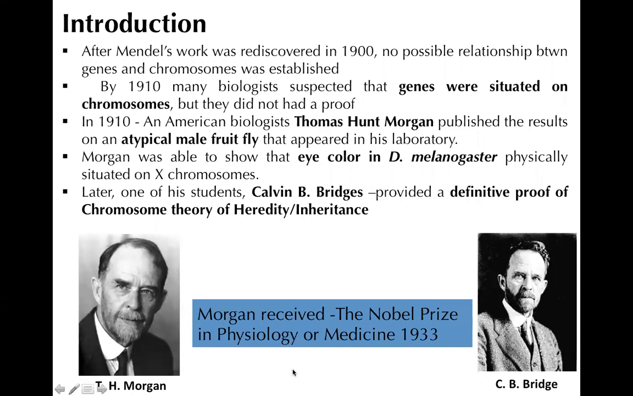Thomas Morgan received a Nobel Prize in 1933 in the physiology or medicine category. But unfortunately, he did not share his Nobel Prize with his Ph.D. student, C.B. Bridges, who gave the actual proof of the chromosomal theory of inheritance. In fact, he gave full proof that genes are located on chromosomes. That is a sad part of this discovery.